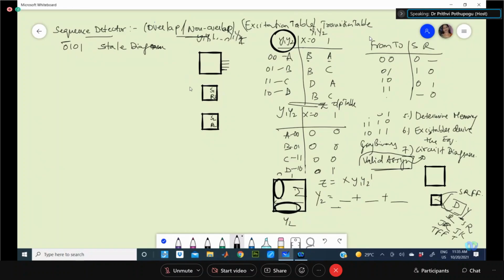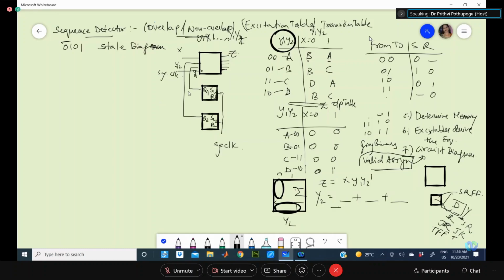And what will be your output? Q1, Q2. This will be your Y1, Y2. This is your Y1, this is your Y2. This is X and this is Z. This will be your implementation. See here again, your clock is obvious. It will be there as a common system clock. That means these are all synchronous sequential designs. The same system clock we use here also. I'm not writing this.